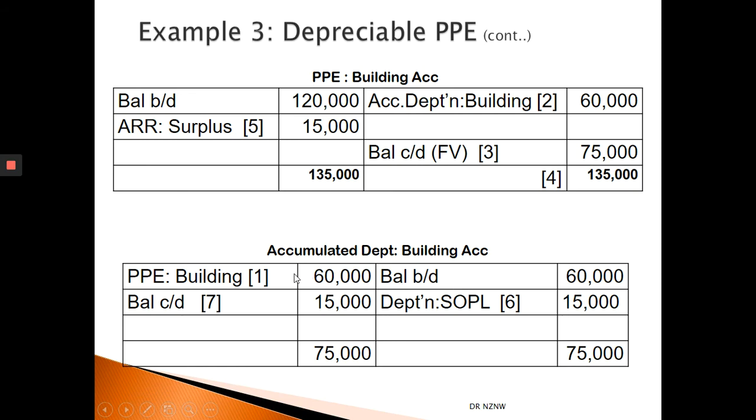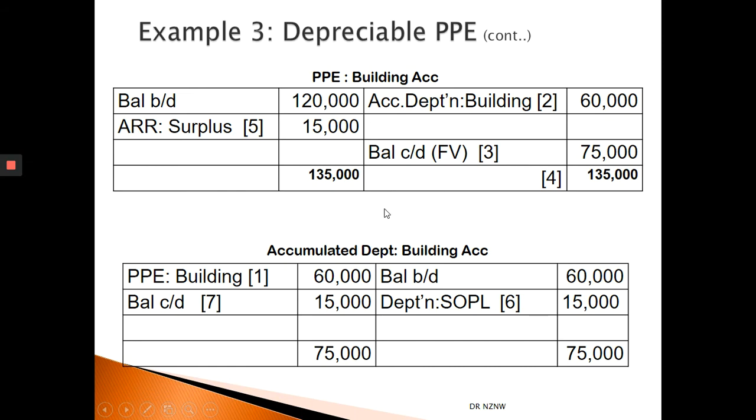So what you should do to find the fair value is debit your accumulated depreciation here. You debit your accumulated depreciation and you credit your building, number 2, 60,000. Next, this is not free, but this is how you get your surplus or deficit. You put the new value, number 3. The fair value will be put as balance c/d, whether the value is lower or higher. Just put it as balance c/d.